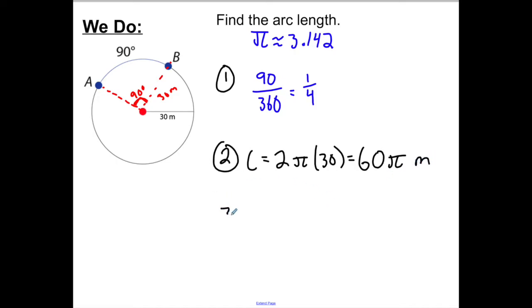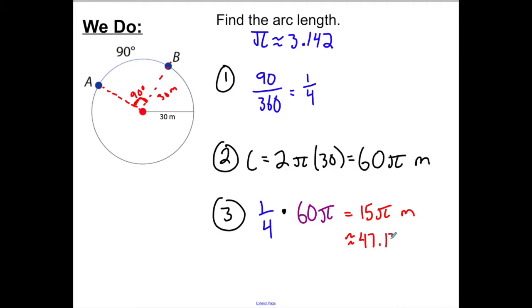Now I want a quarter of that, right? So I'm going to take the ratio that I found, a quarter, and multiply it by 60 pi. What that gets me is 15 pi, because 15 is a quarter of 60 meters. Let's do a little bit of approximation. So I'll do 15 times 3.142, and that gets me approximately 47.13 meters.